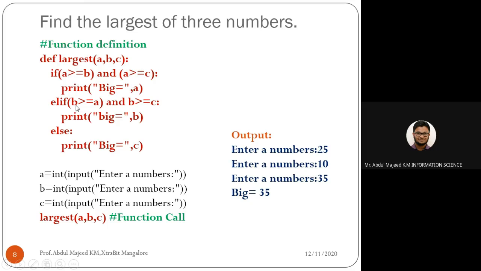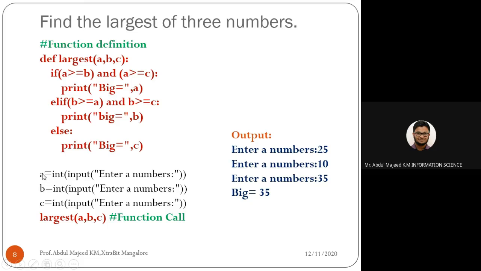Otherwise, it will check whether b is greater than or equal to a and b is greater than or equal to c. If both are true, then it will return big = b. If the first condition fails and the second condition fails, then it will go for the else part and display big = c. What is shown in red color is nothing but the function definition. Now we have to write the complete program.